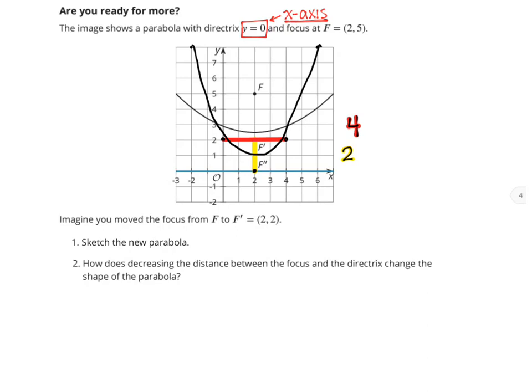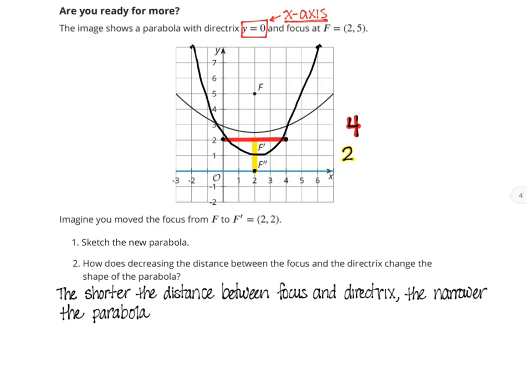The next question was, how does decreasing the distance affect the parabola? We went from a distance that was 5, and we had this really wide parabola, to a distance of 2, and now we have a narrower parabola. And what's going to happen there? Well, the shorter the distance between the focus and the directrix, the narrower the parabola.